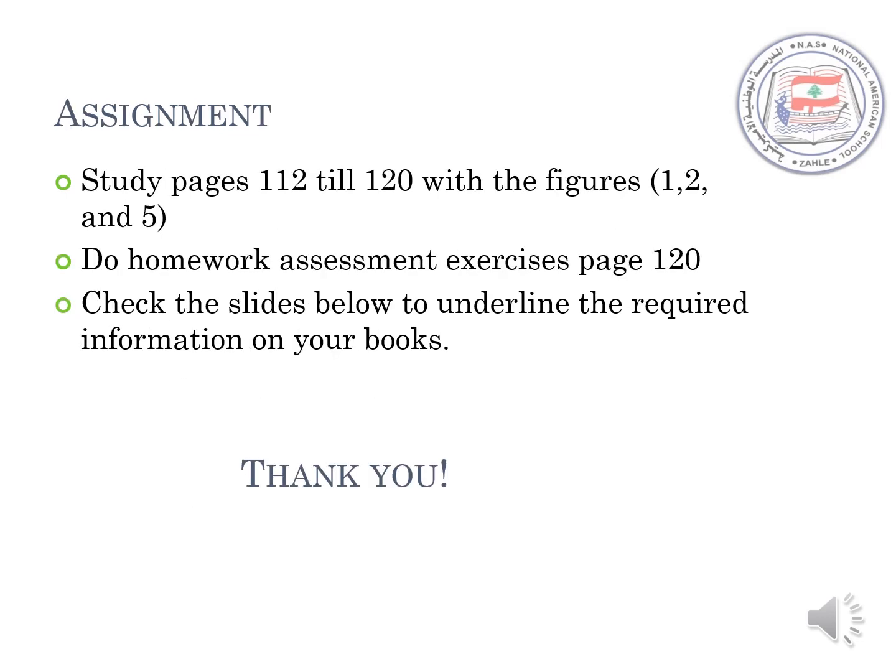As an assignment for next time, please study pages 112 till 120 with the figures, figure 1, 2, and 5. Do the homework, the assessment exercises, page 120, and check the slides below to underline the required information in your books.